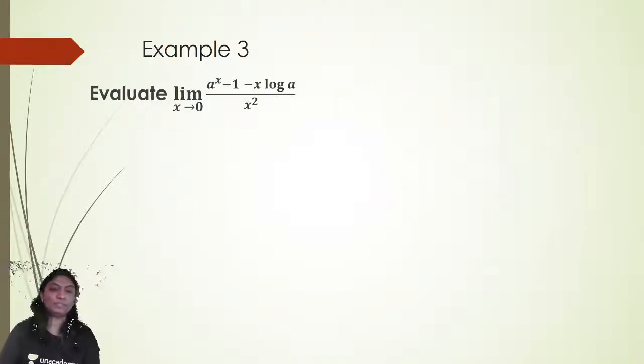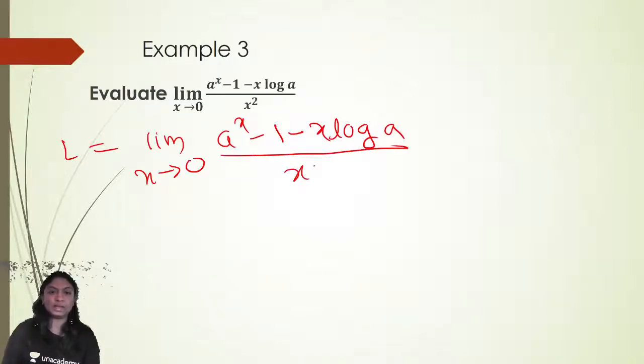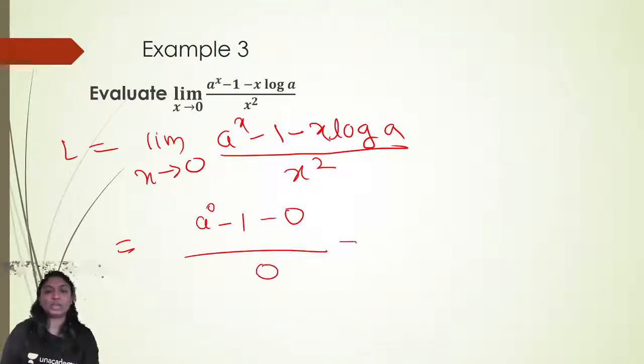Next example, see here. A raised to x minus 1 minus x log a. Evaluate the limit as x tends to 0 of a raised to x minus 1 minus x log a upon x square. Here, L is equal to limit as x tends to 0 of a raised to x minus 1 minus x log a upon x square. Now put x is equal to 0. So a raised to 0 minus 1 minus 0 upon 0. A raised to 0 is 1, so 1 minus 1 is 0. So 0 upon 0 form.